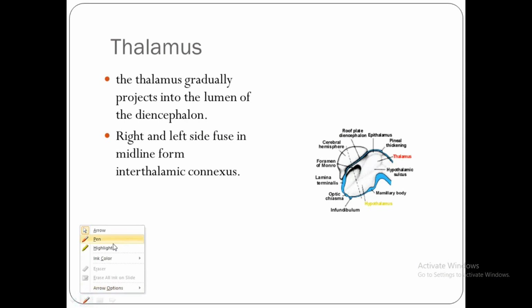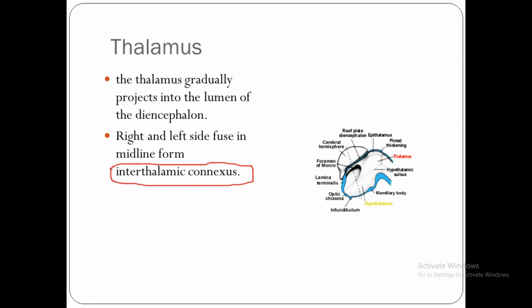Now as we see, this thalamus gradually projects into the lumen of the diencephalon, and both the right and left sides of the thalamus fuse in the midline by a connection that's known in the adult brain as the interthalamic connexus. It's considered a joint or a connection of the two sides of the thalamus.